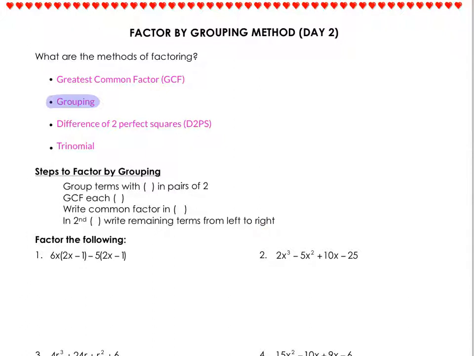So in this first example that I look at, I can actually see that this is set up a little different. I can't group terms with parentheses in pairs of 2 because I have more than 2 things. But this one has a specific case where there is a 2x minus 1 in parentheses already. So this is kind of already started as factor by grouping. That is common in both.